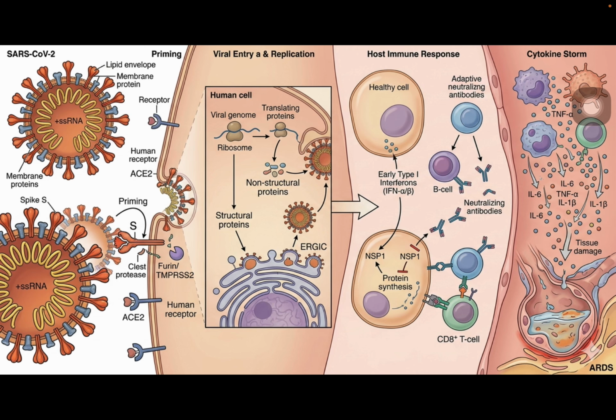Diagnosis, prevention and prophylaxis. RT-PCR is the gold standard, detecting the blueprint, that's our RNA. Antigen tests detect the thief's code, N or S proteins.